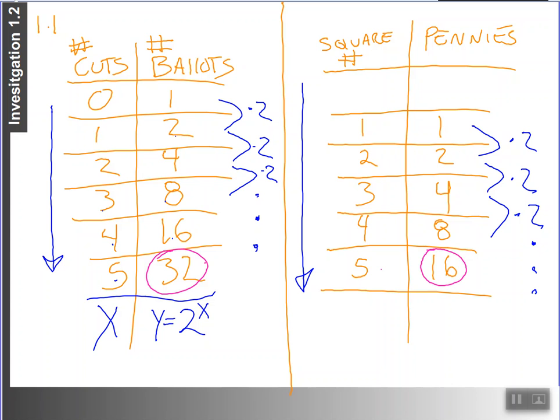Well, wait a second. Does that pattern persist for the whole table? Is, for instance, okay, so 16 is twice of 8, or 8 is half of 16. 4, I wanted a different color because the green hurts my eyes. 4 is half of 8. Okay. Hannah has her hand up. Hannah.